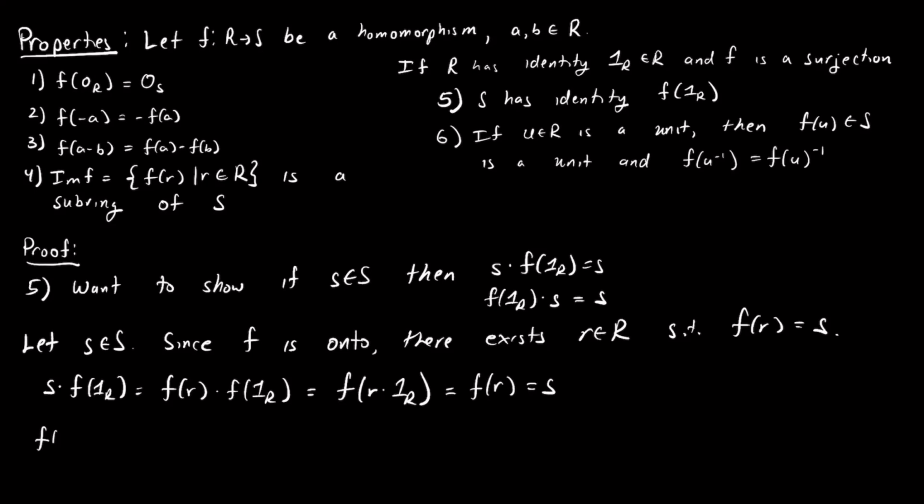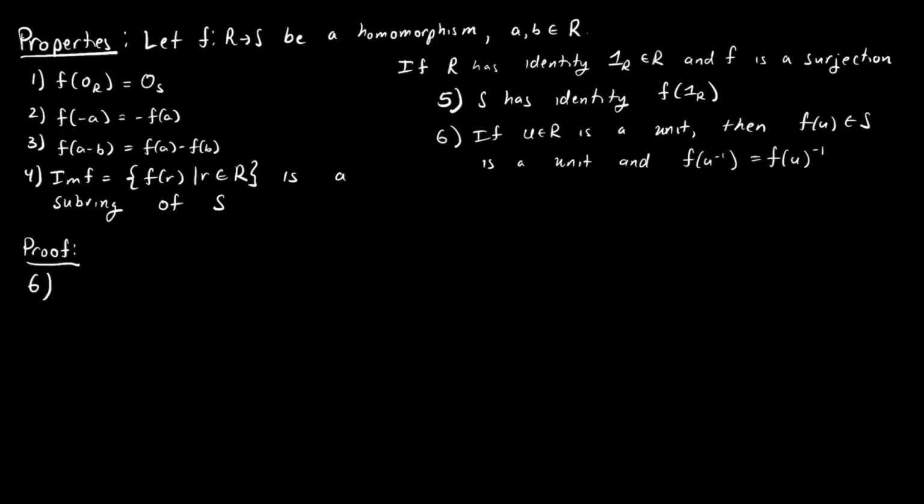Similarly, if I swap their order, f of 1r times s, this is equal to f of 1r times f of little r. So this is f of 1r times little r, because f is a homomorphism. 1r times little r is just little r, and this just gives me s. So I've shown that f of 1r is the multiplicative identity inside of S. Okay, and we're finally ready to prove property 6.